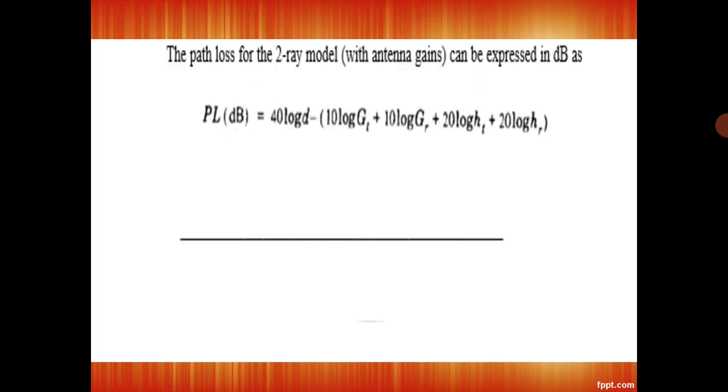The path loss in a two-ray model with antenna gains can be expressed in dB as PL(dB) equal to 40 log d minus 10 log G t minus 10 log G r plus 20 log h t plus 20 log h r. This is the way to calculate the path loss. Path loss means the loss when the wave travels from one point to another; that is called path loss.